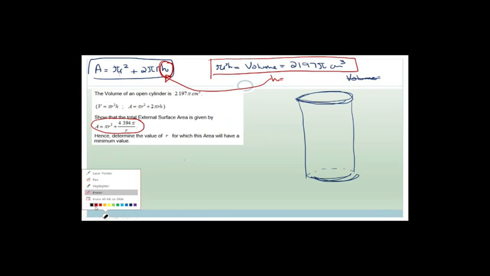So we know that pi r squared h is equal to 2,197 pi. That's what they've told us. The volume is pi r squared h, and in this case, the volume is 2,197 pi. So I'm immediately going to cancel the pi's. Okay, cool. Now, what are we solving for? We're solving for an h. So h is going to be 2,197 over r squared. Excellent.